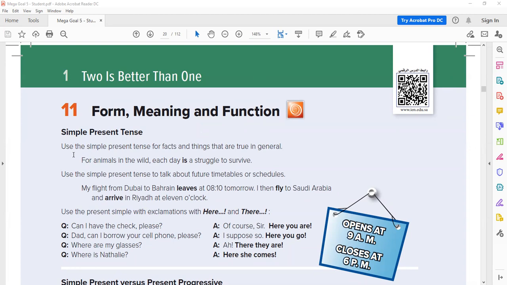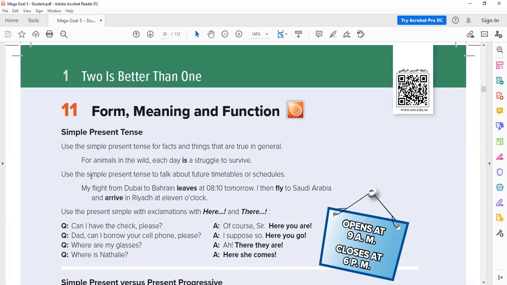Simple present tense. We use the simple present tense for facts and things that are true in general. For animals in the wild, each day is a struggle to survive. Okay, this is a fact.